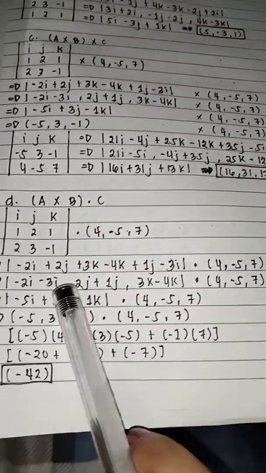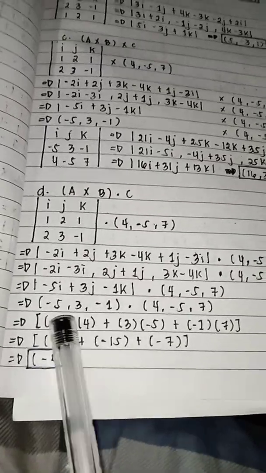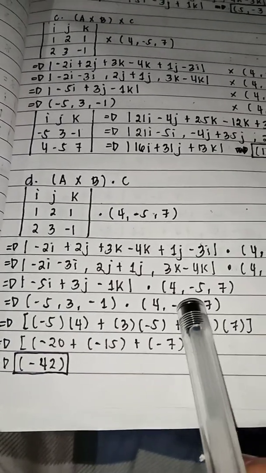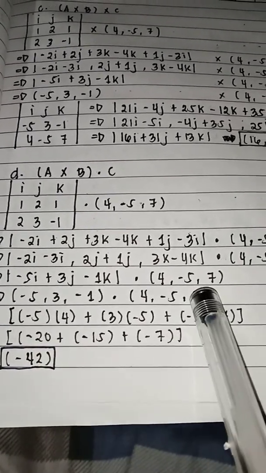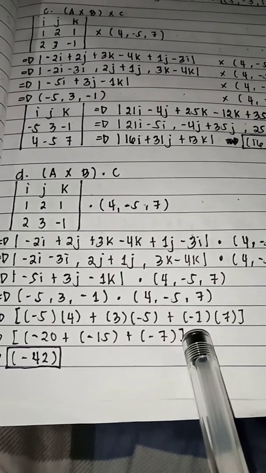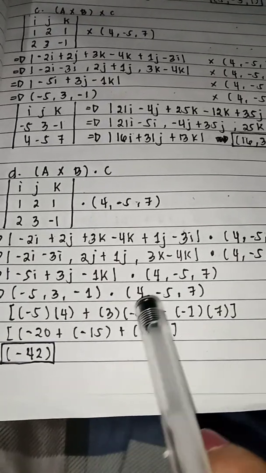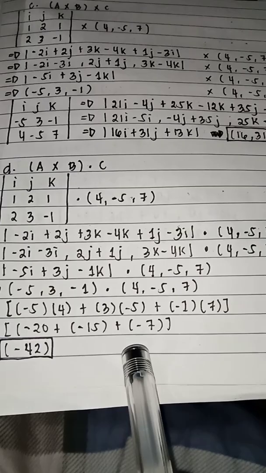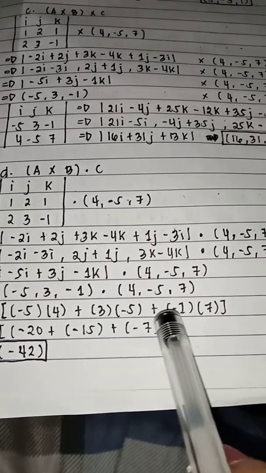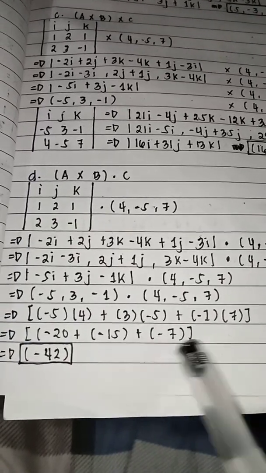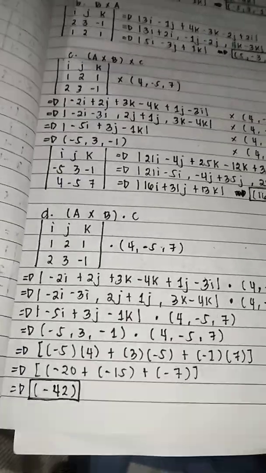So, we will multiply it to the value of C, which is 4, negative 5, and 7. So, negative 5 times 4 plus 3 times negative 5 plus negative 1 times 7. Negative 5 times 4 is equal to negative 20. 3 times negative 5 is equal to negative 15. Negative 1 times 7 is equal to negative 7. So, negative 20 plus negative 15 plus negative 7 is equal to negative 42. So, negative 42 is the answer of letter D.